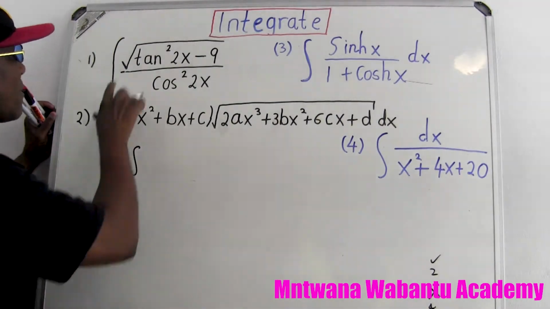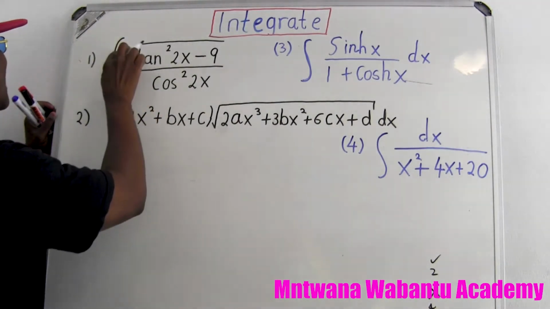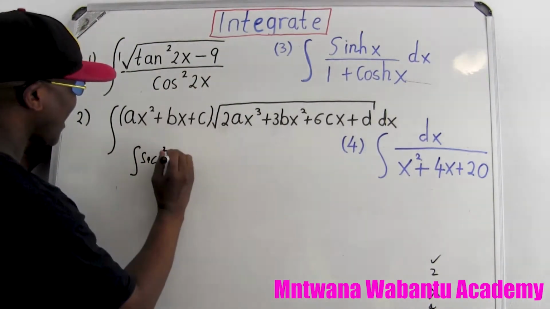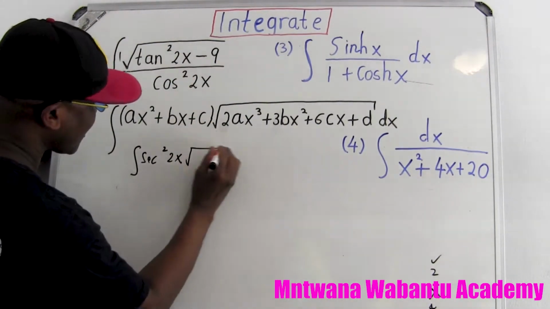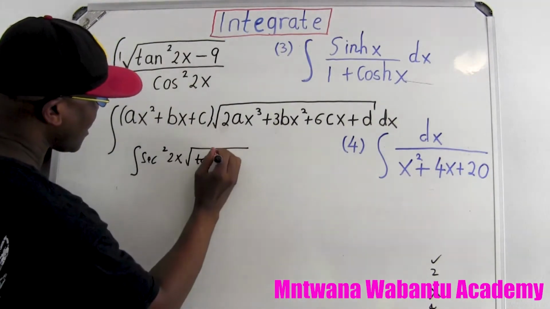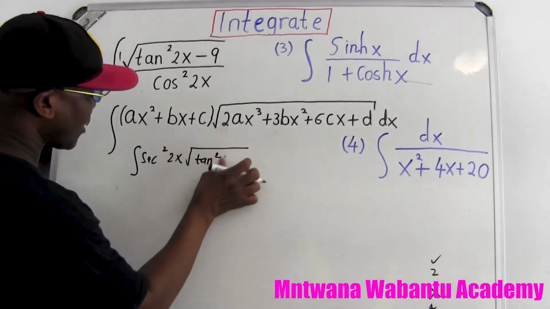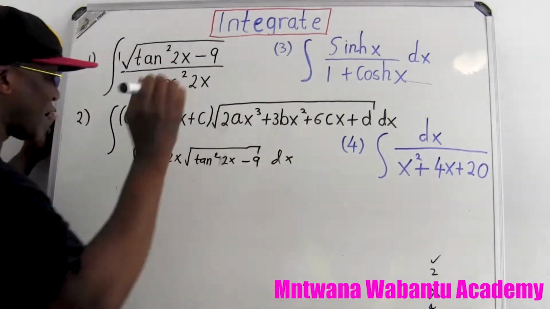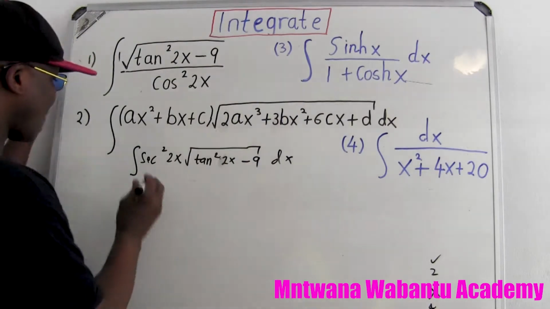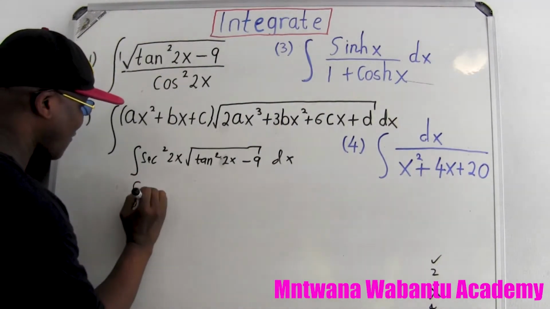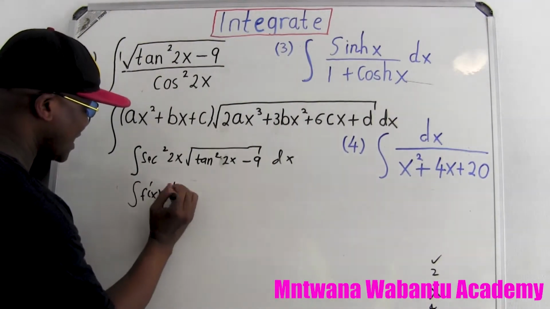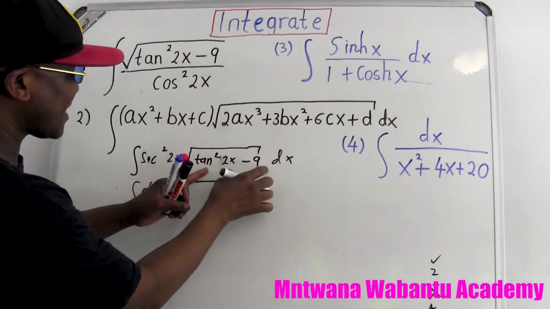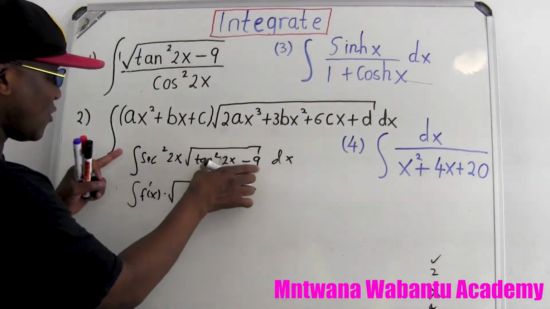If somebody gives me 1 over cos square, that equals sec square, and then we have tan square of 2x minus 9, and then dx. But look, in integration we have a formula, right? If you differentiate tan squared minus 9, you're going to get sec squared.